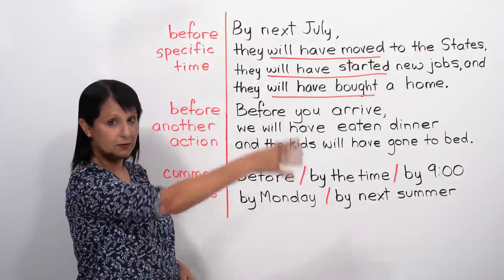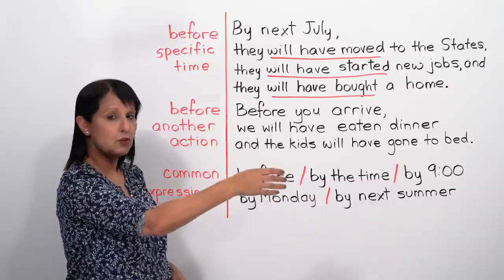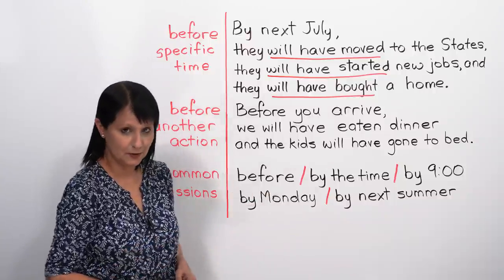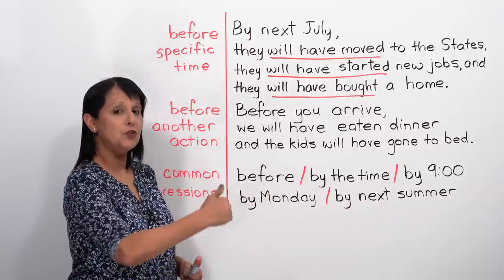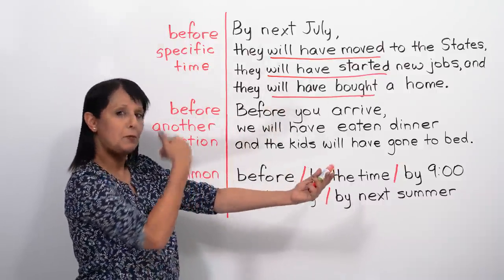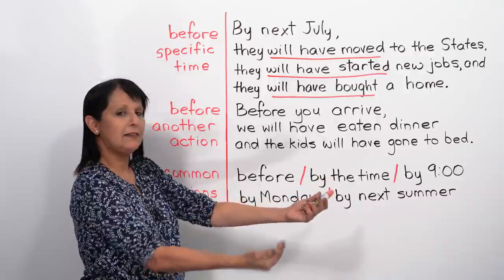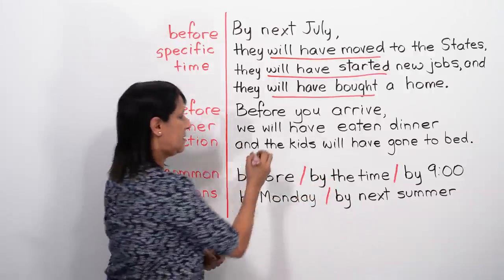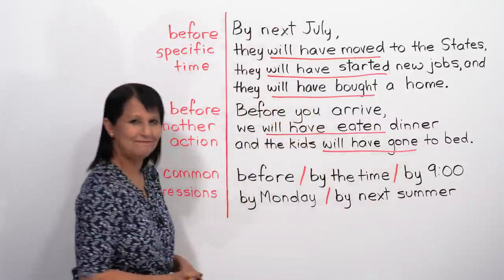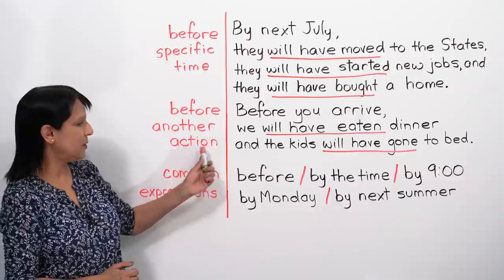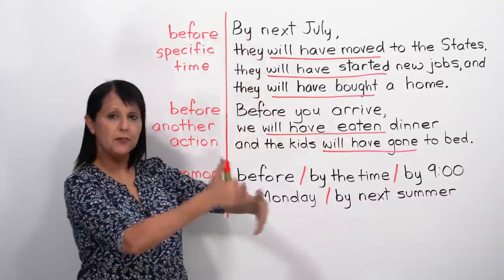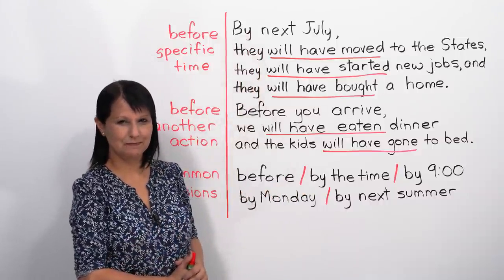All of this is happening in the future. You're going to arrive in the future, and these things that I'm going to describe are going to happen in the future. Everything is in the future. But in that future, what will happen first? So, before you arrive, we will have eaten dinner and the kids will have gone to bed. Will have eaten, will have gone. Okay? So here we're linking it to another action in the future. Here we linked it to another time in the future.